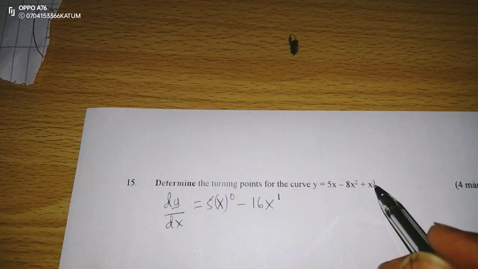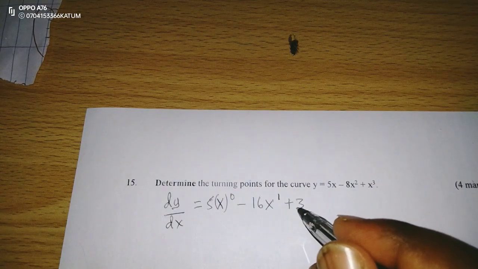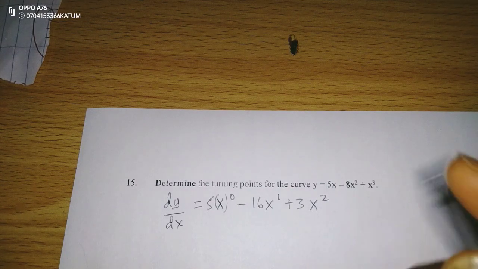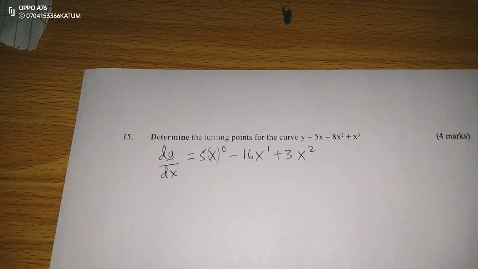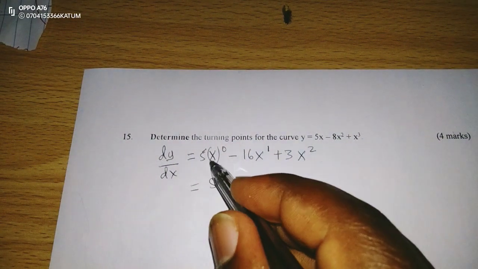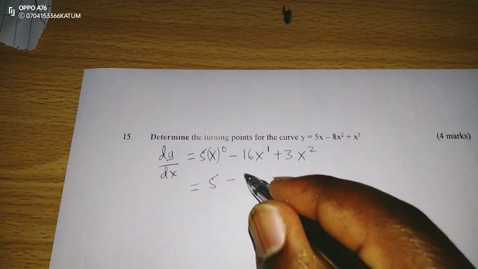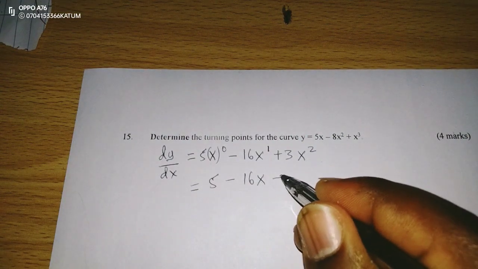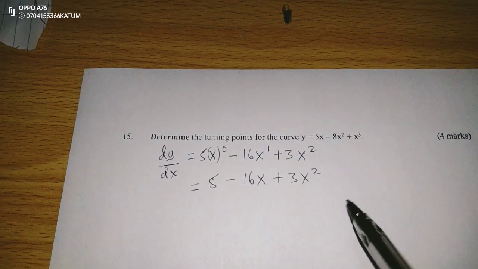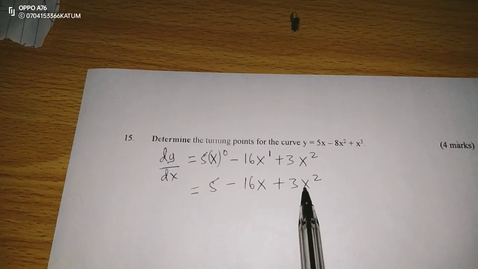Then for the next term, we drop 3 to be multiplied with x, and x now becomes power 2. Therefore, the function is going to be 5, because x to the power 0 is 1. So we get 5 minus 16x plus 3x squared. So that is the equation which gives us the gradient function of this curve.